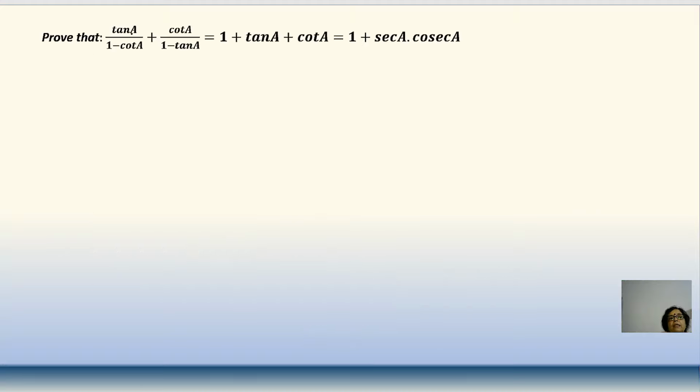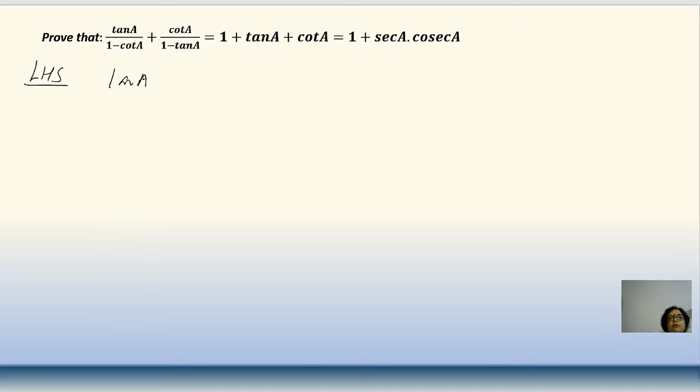Moving on, the next question that we have is tan A by 1 minus cot A plus cot A by 1 minus tan A is equal to 1 plus tan A plus cot A is equal to 1 plus sec A into cosec A. Now these questions can be done in different ways. You can simplify them in sine and cos terms and proceed. Here I am going to take the extreme left expression and keep it as tan and cot.